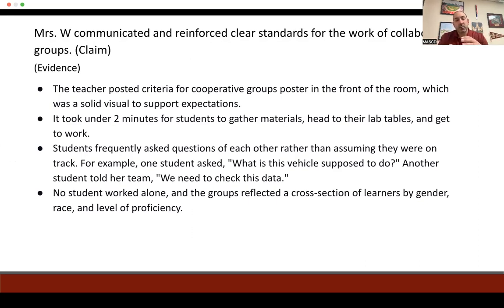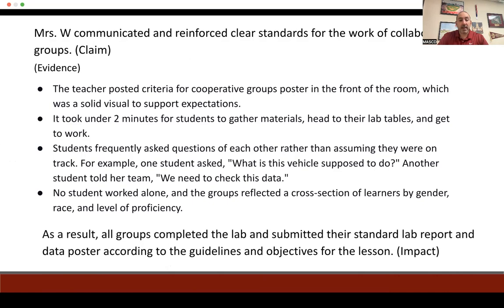Again, I'm not reading this word for word, but just wanted to give you an overview of what the evidence, 3 or 4 evidence statements that support the claim. Then you add your impact. As a result, all groups completed the lab and submitted their standard lab report and data poster according to the guidelines and objectives for the lesson. So all this ties in. So those are 2 claims supported by evidence with an impact statement.